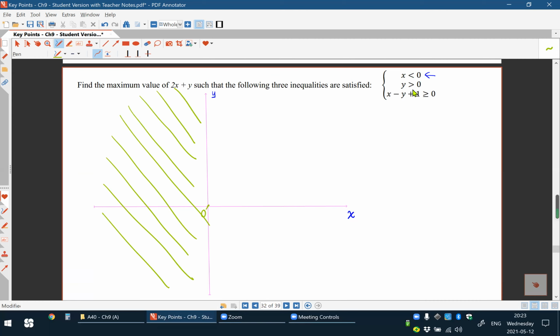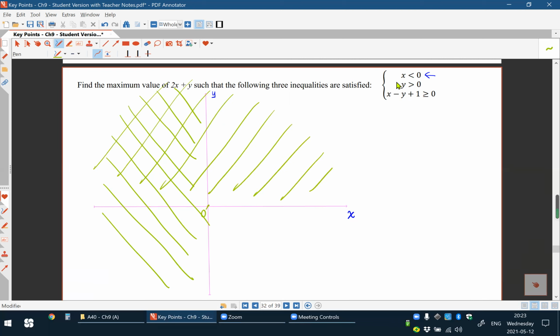And how about y greater than 0? Y greater than 0 means the whole region here, right? So according to the first two constraints, remember that the three inequalities should all be satisfied, right? So according to the first two constraints, what is the overlapped region? The overlapped region is actually the third quadrant, right?